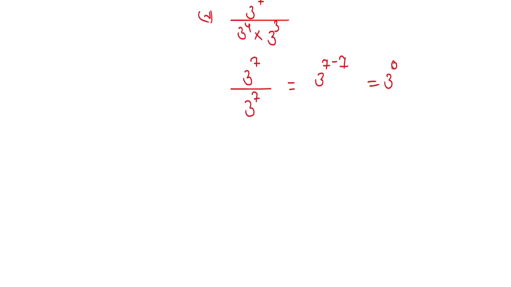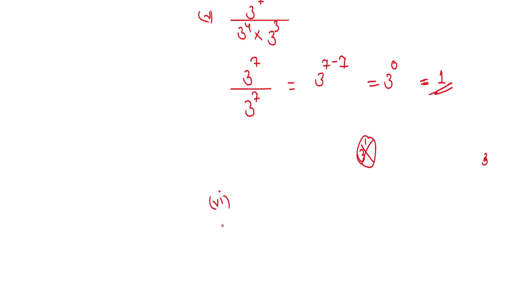Now students, if there is a power of 0, then the answer is 1. Not 3 raised to the power 1, no. 3 raised to the power 0, that is 1. Now the sixth part.